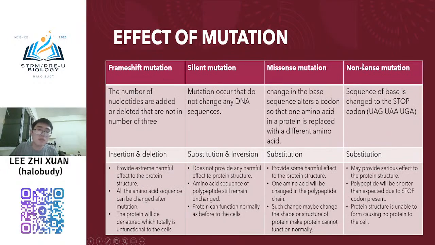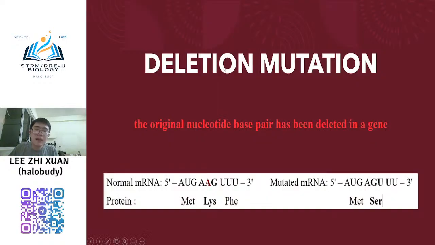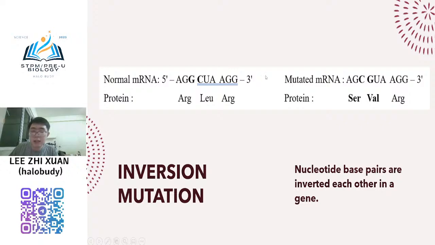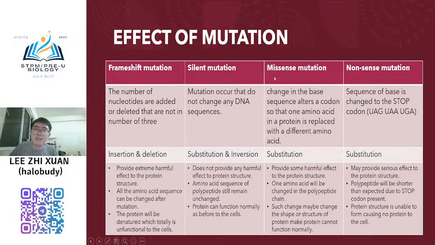You need to know this one because in MPM it will come out. The one you already learned in SPM will not come out. This one will come out. Okay, so that's all for gene mutation. So any question? No question.